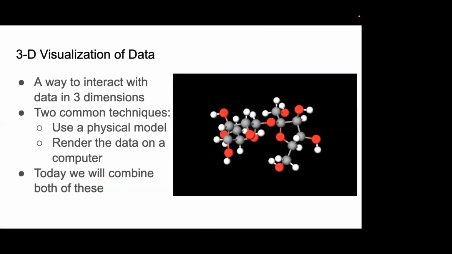So we're going to start today with kind of a fun thing. We're going to use 3D visualization of data. So what is that? It's a way to interact with data in 3 dimensions. And there are 2 common approaches for doing this. You can use a physical model or you can render data on a computer. And today we're going to do something fun, and we're going to do a combination. We're going to have a physical model and we're going to have some data that we project from our phones onto this cube.